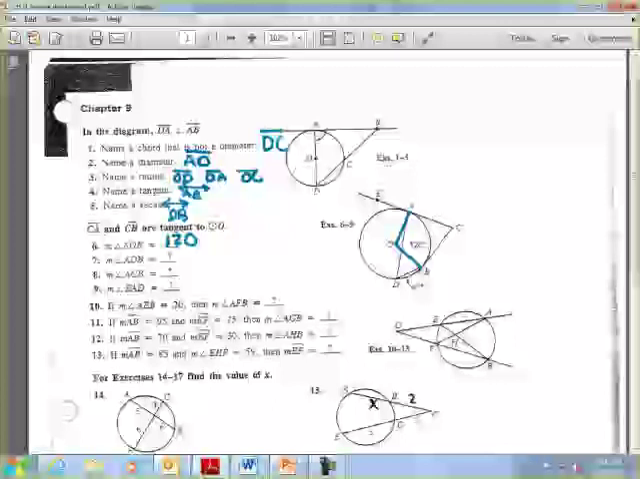ADB. So it is already drawn in, but I'll just highlight it out. ADB is what kind of an angle? Inscribed angle, because its vertex is on the circle. And how does the measure of an inscribed angle compare to the arc? Half of the arc. So ADB would be 60.